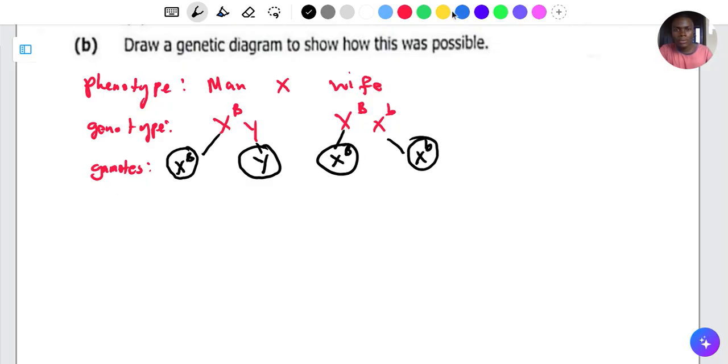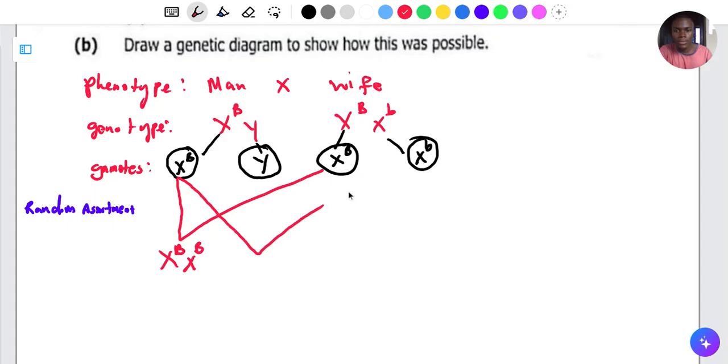So from there, what follows next is the random assortment or random fertilization. So this is when our fertilization is going to occur. So for fertilization, you want to see what you are going to have after crossing these. So this one is going to be crossed with this. Then what are we going to have? X to the power B, again X to the power B. Then this is going to be crossed with this.